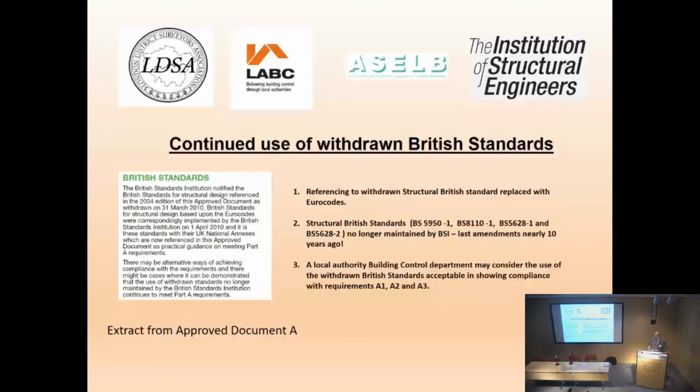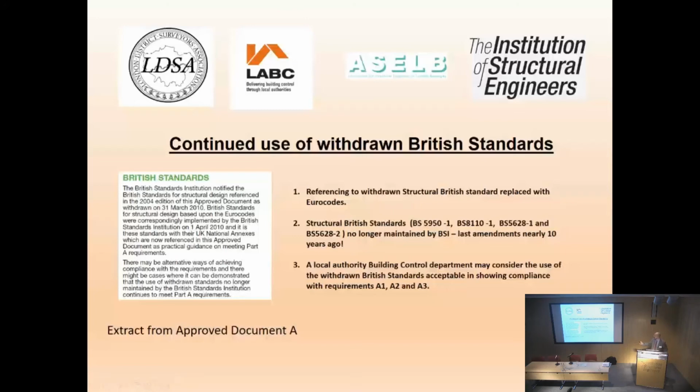Okay, fine. Right, let's talk about, very briefly, British standards. The British standards for structural design were withdrawn in 2010, the likes of the old 5950, 5628, 5268, and one that escapes my memory. But essentially, they've been withdrawn and no longer maintained by BSI. In fact, the last amendments were about 10 years ago. British standards for structural design are no longer referenced in Approved Document A. But there is a clause in Approved Document A which allows checking authorities to potentially continue to accept designs to British standards in certain circumstances.